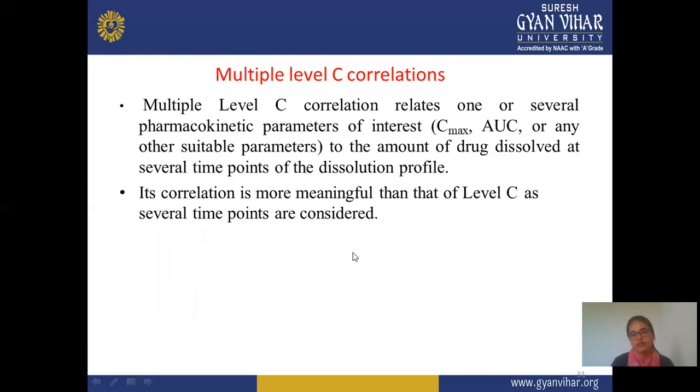Next is multiple level C correlation. This multiple level C correlation will link one or several pharmacokinetic parameters of interest. It means multiple level C mainly depends on one or more than one pharmacokinetic parameter of interest. The first is Cmax and the second is the AUC parameter, or any other suitable parameter, related to the amount of drug dissolved.